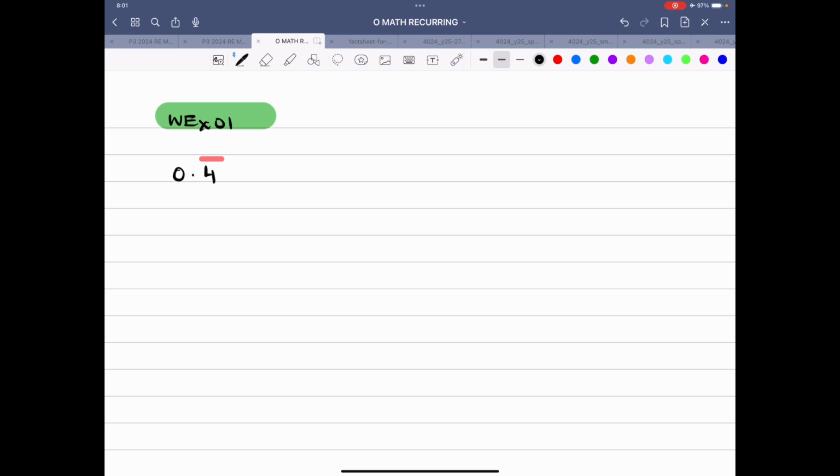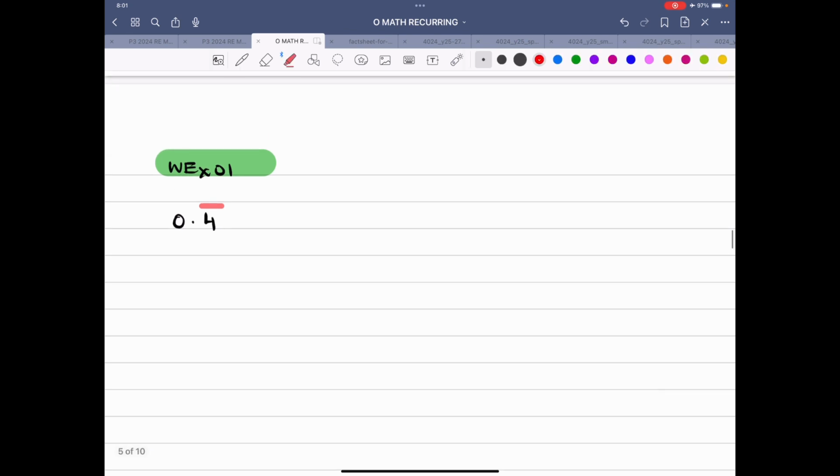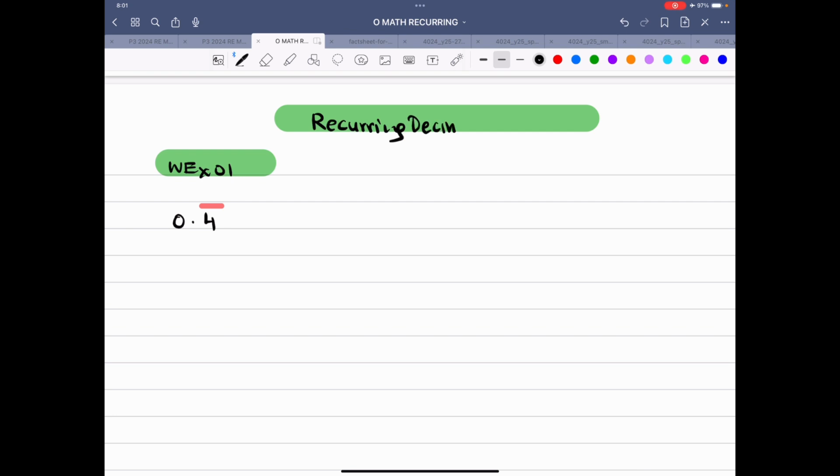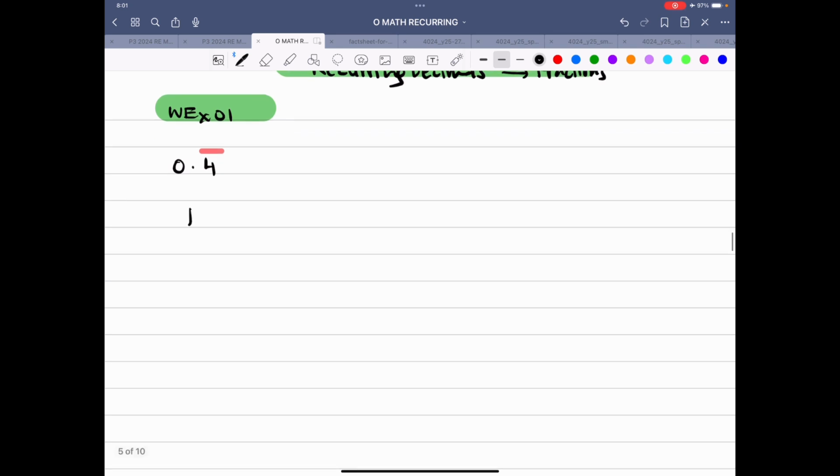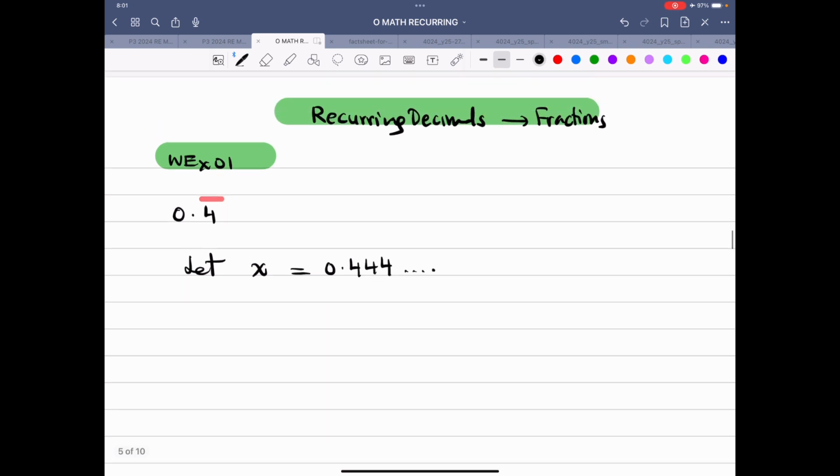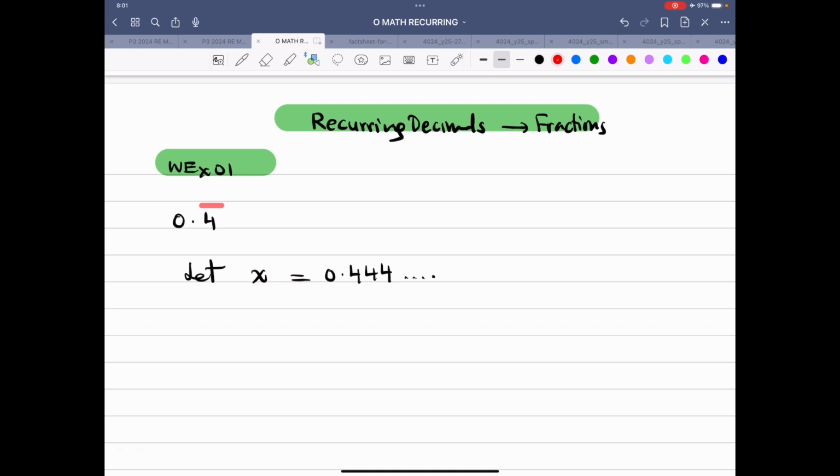I have a number 0.4 and the focus in all of these green labeled questions is converting these recurring decimals into fractions. That is the objective and that is the new thing in the syllabus. So let's look at 0.4. Let x equal 0.4444 and so on. Let me expand it out. Now I'll be playing with multiples of 10. So remember this thing.